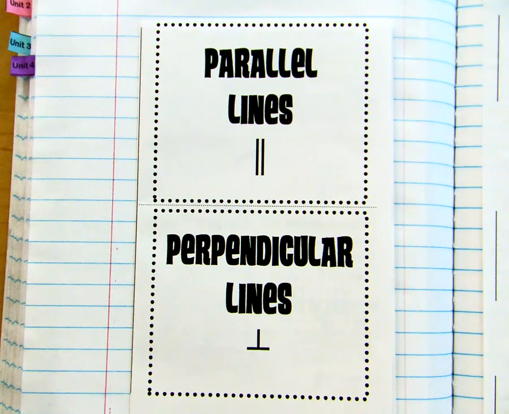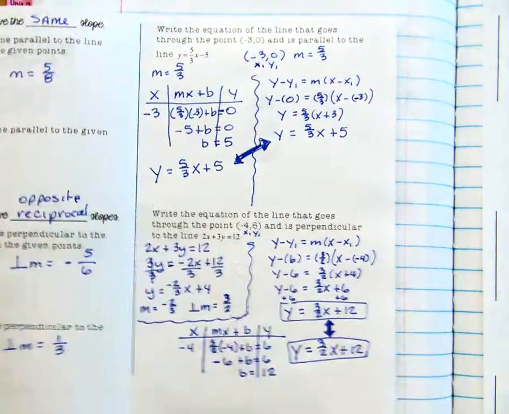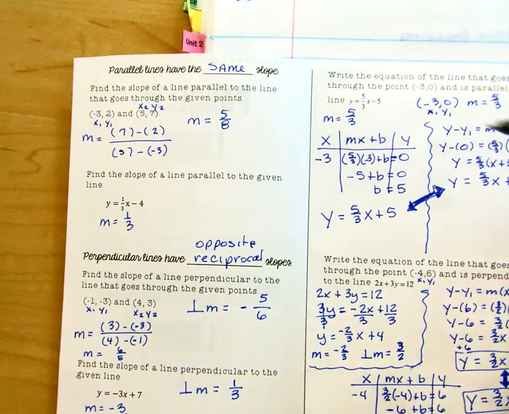Hello, students. This is a review of some notes that we took in class regarding parallel and perpendicular lines. So we open up the foldable and we talked about parallel lines have the same slope.